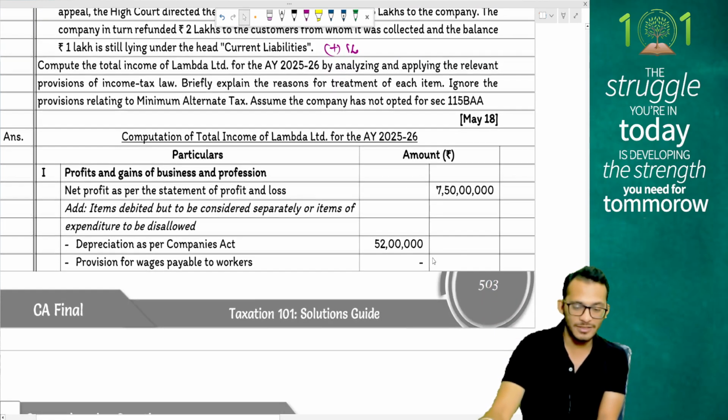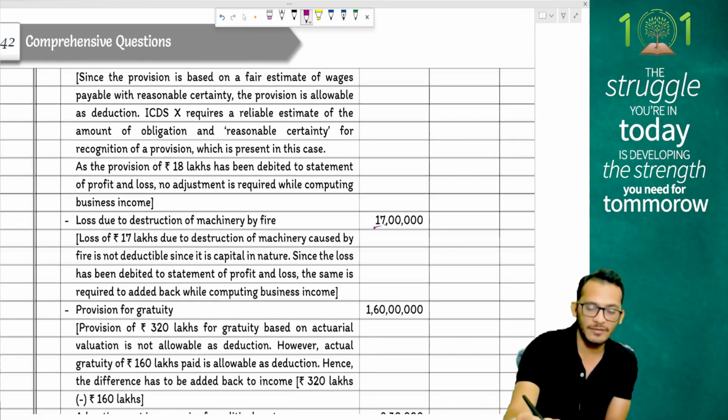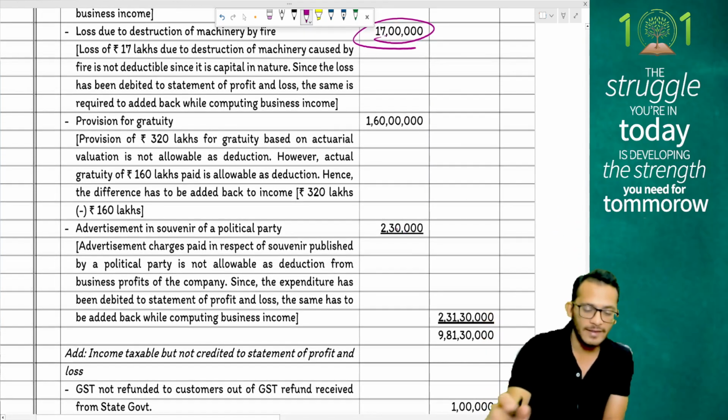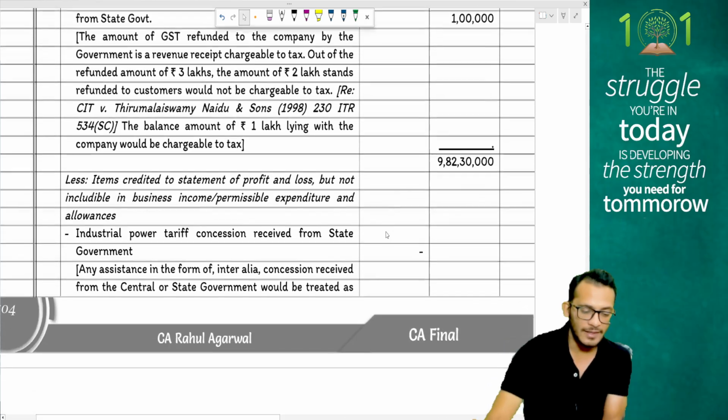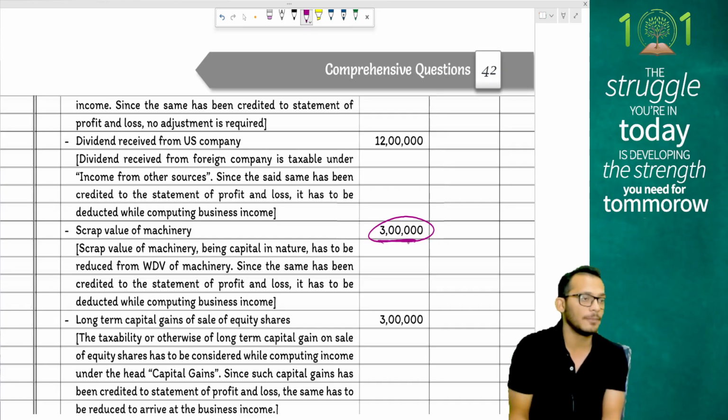Let's check, people, the assumptions which we made. Is this fine or not? Yes, provisions have been done properly. Loss on destruction, they have removed 17 lakhs as a loss. Provision for gratuity is fine. Advertisement has been removed. GST refunded is added 1 lakh and they have removed 3 lakhs also as scrap.